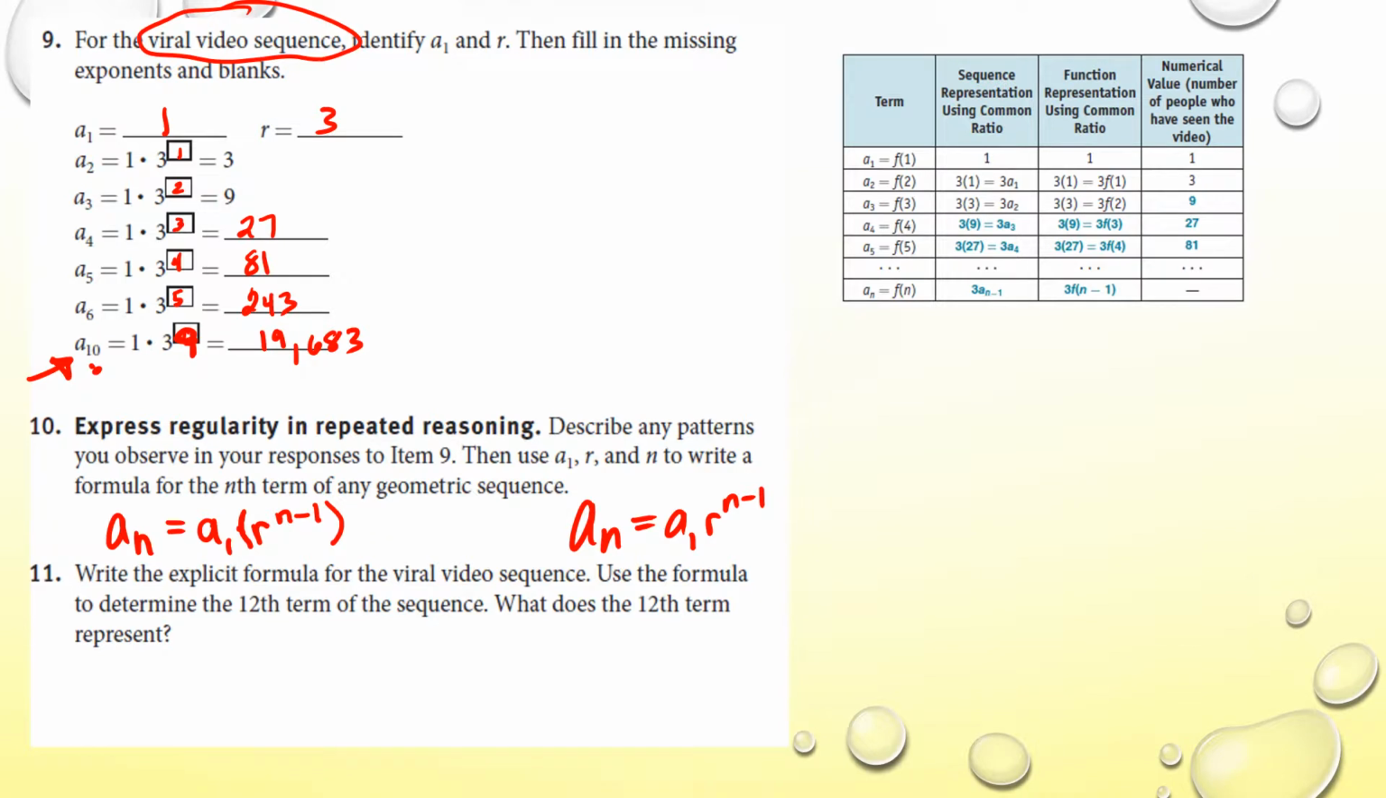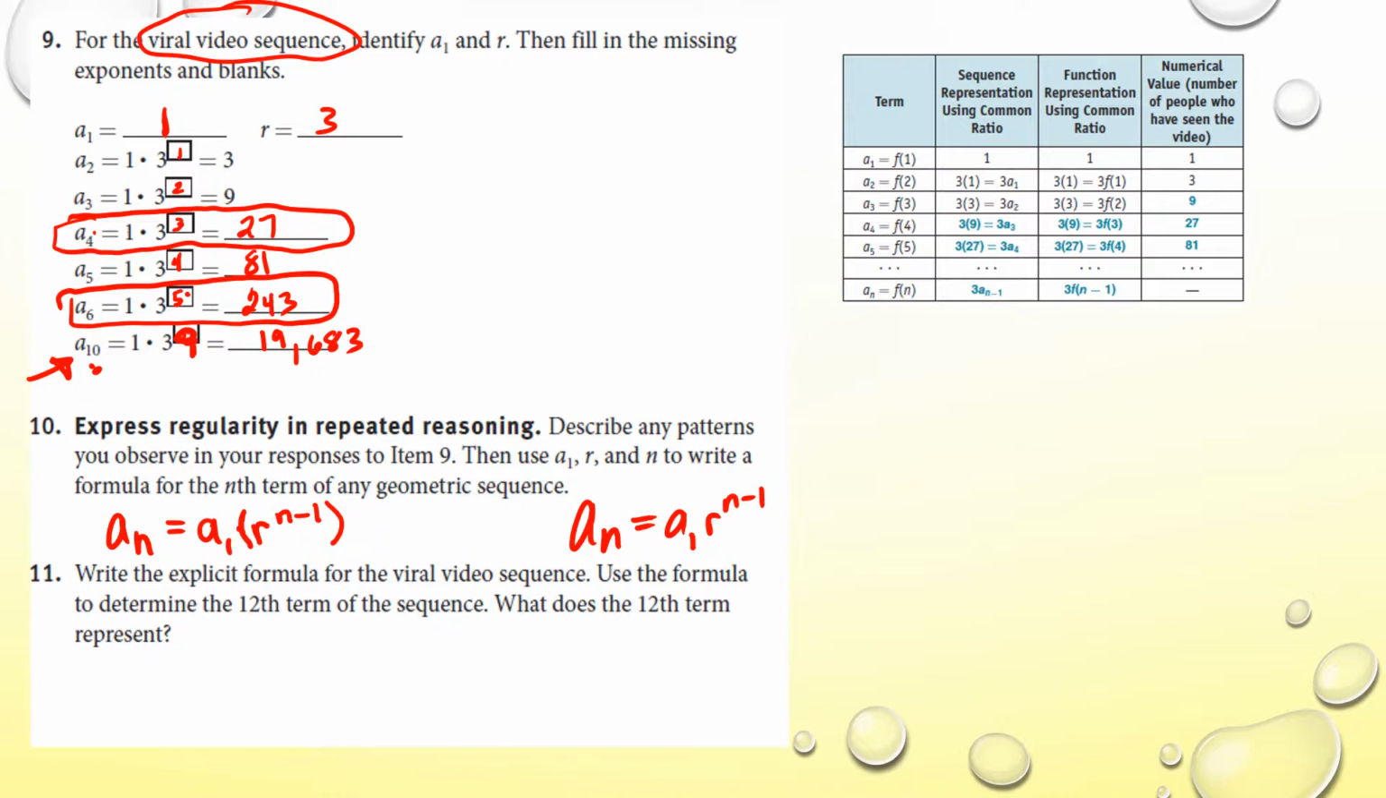So if you notice that, like the fourth term here. For the fourth term, we take the first, whatever A sub 1 was, the starting place, which was 1, and we multiply it by 3 to the, for the fourth term, I would do 4 minus 1, which is 3. So 3 to the power of 3. So for the sixth term, I would multiply by 3 to the power of 6 minus 1, which is 5. So hopefully you see that pattern. So we want to write the explicit formula for the viral video sequence.